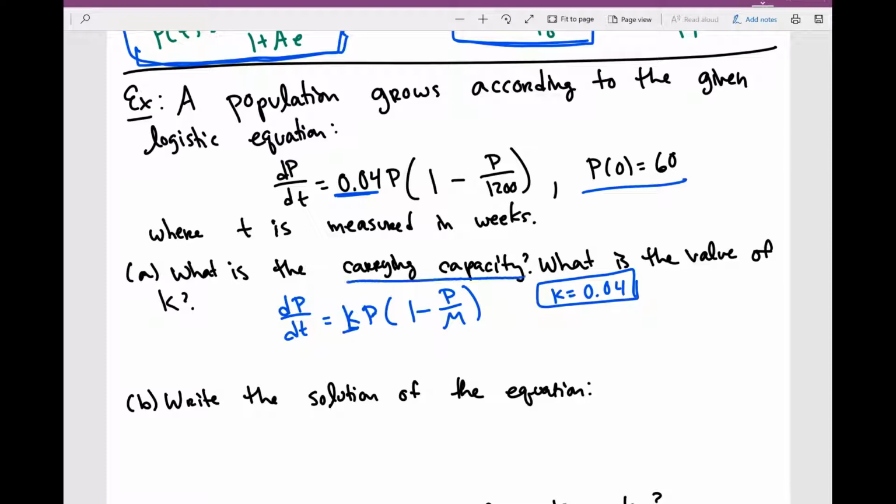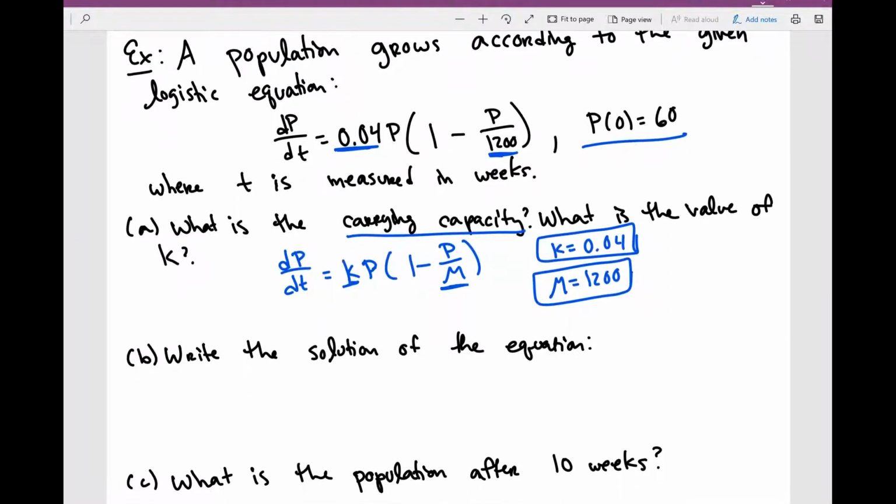What is the carrying capacity? The carrying capacity is just the value of M. In this case, M is in the denominator inside the parentheses, which is this guy. So M is equal to 1,200. Okay, and that will be the answer for that one. Okay. Part B, write the solution of the equation.